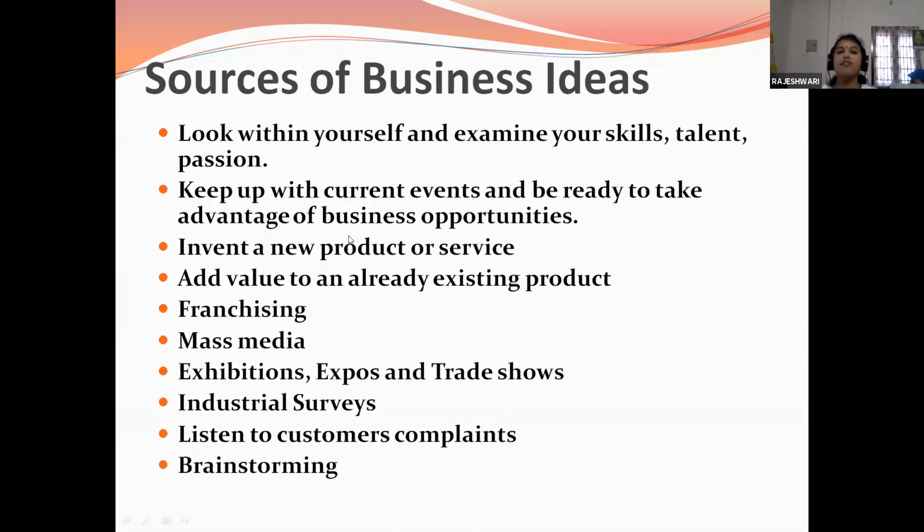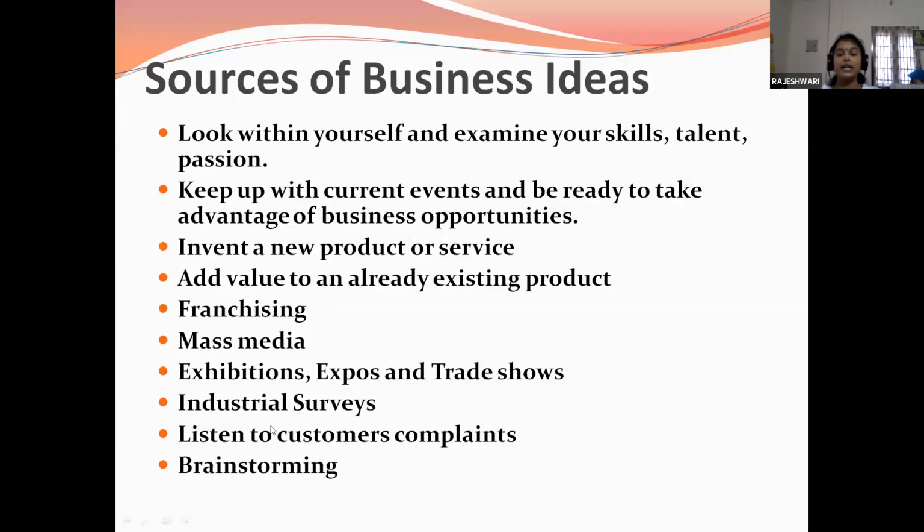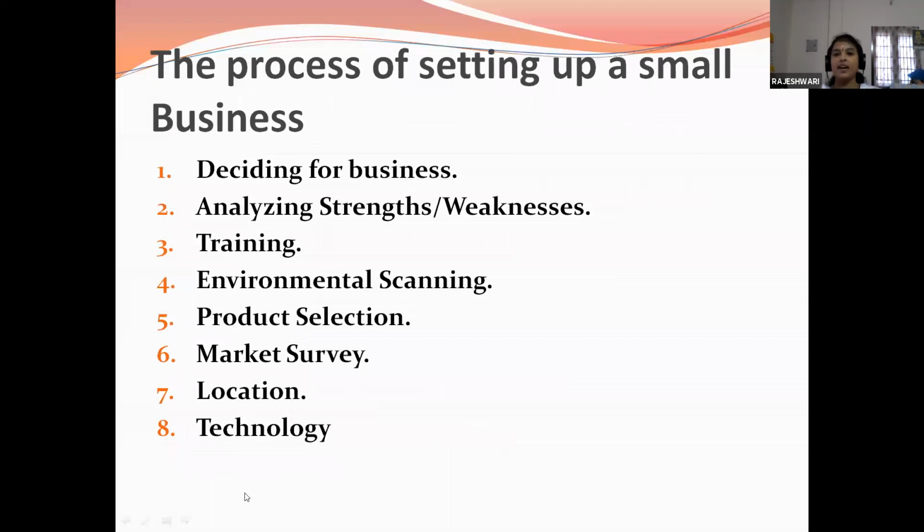Then these are the different sources of business ideas. You look to yourself: where are you familiar? What is the thing you are familiar with? Which product you are going to invent, you have to show it in some mass media and in some exhibitions, and you have to do industrial surveys. You have to do some problem solving, as well as group work in brainstorming. That means group work as well as innovative technologies from your group side, as well as some problem-solving capability.